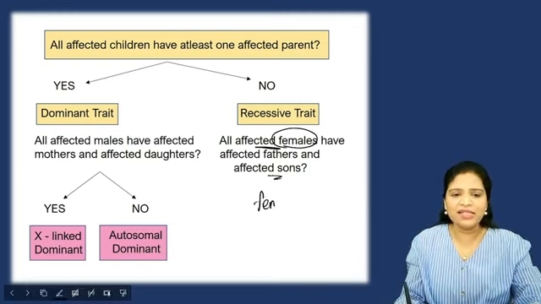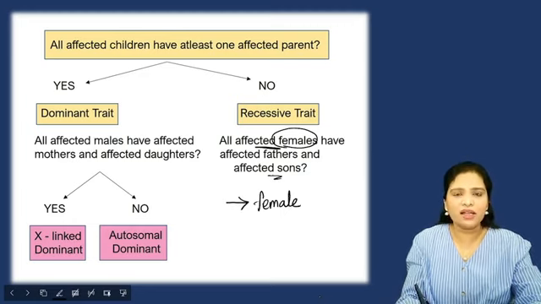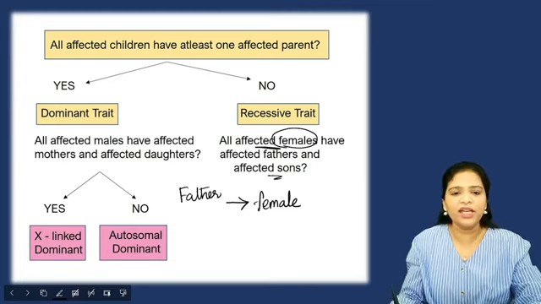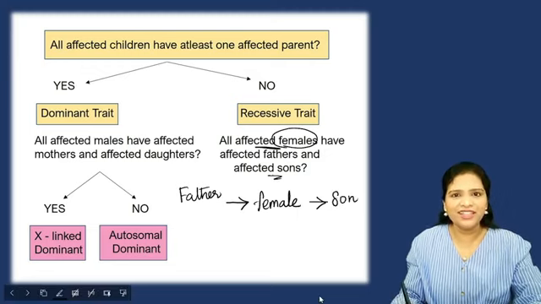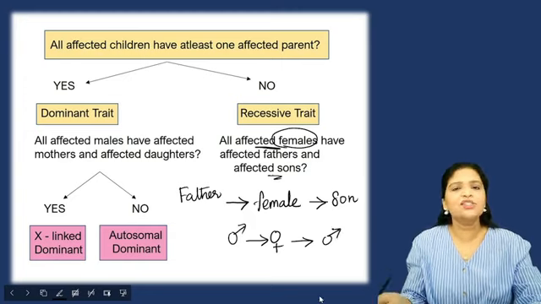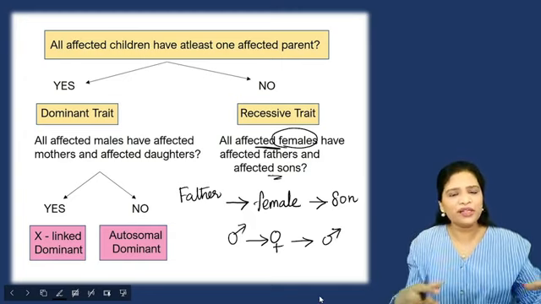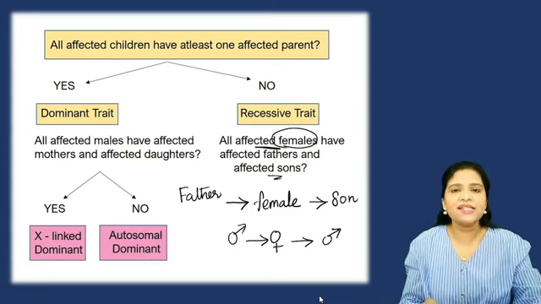If the female is affected, she is affected because the gene passed from the father to the daughter, and from the daughter the gene passed to the son. So here it goes from the male to the female and from the female to the male. This is just the opposite of the previous. So if this pattern runs like this, this is a recessive trait.